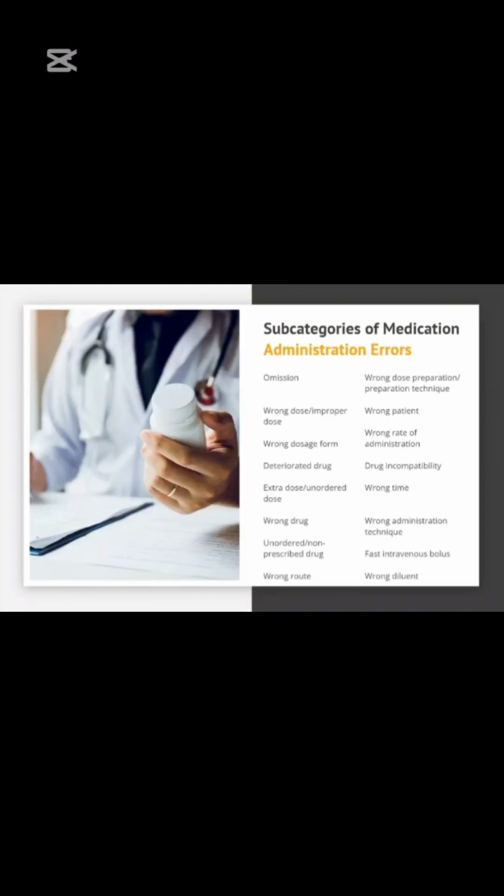Subcategories of medication administration errors. Omission. Wrong dose preparation or preparation technique. Wrong dose or improper dose. Wrong patient. Wrong dosage form. Wrong rate of administration. Deteriorated drug. Drug incompatibility. Extra dose or unordered dose. Wrong time. Wrong drug. Wrong administration technique. Unordered or non-prescribed drug. Fast intravenous bolus. Wrong route. Wrong diluent.